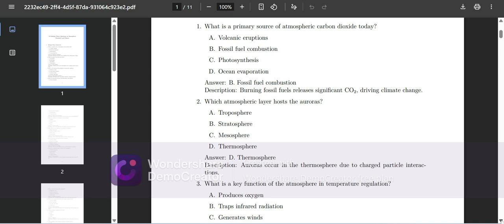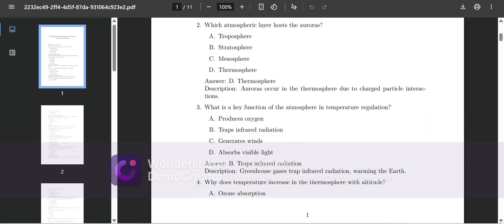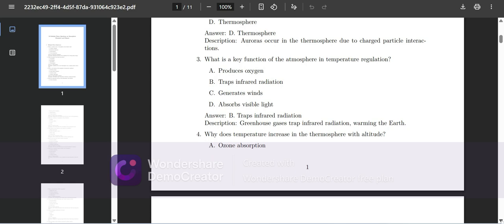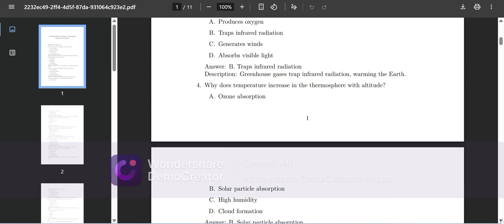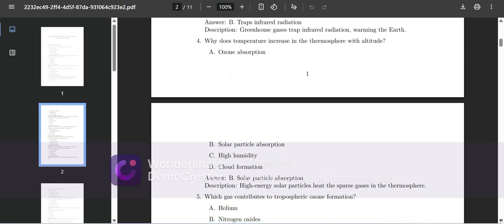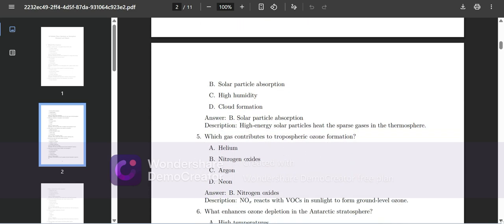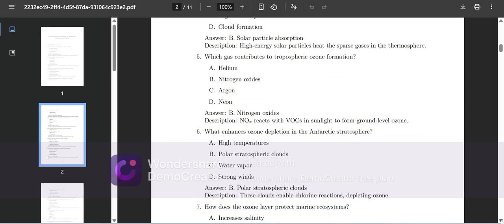What is the key function of the atmosphere in temperature regulation? Traps infrared radiation. Greenhouse gases trap infrared radiation, warming the Earth. Why does temperature increase in the thermosphere with altitude? Solar particle absorption. High-energy solar particles hit the sparse gases in the thermosphere.